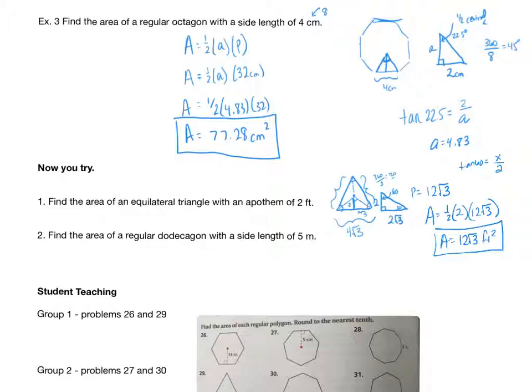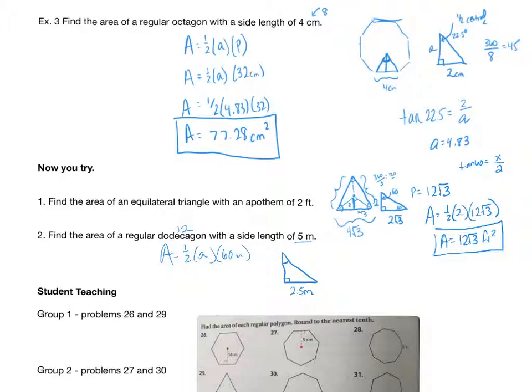Okay, and the next one we have a regular dodecagon that's 12 sides with a side length of 5. So I already know that the perimeter is 60. So A equals 1/2 small a times the perimeter of 60 meters. And I'm going to draw out my right triangle that would have come out of the dodecagon. So this is actually half of 5, which is 2.5 meters.